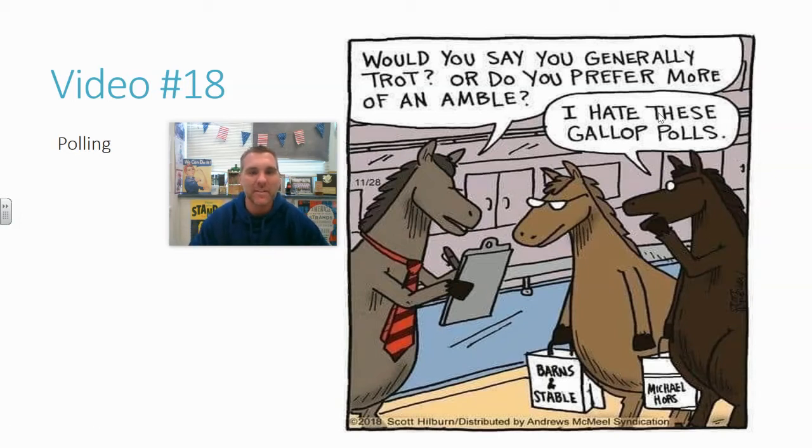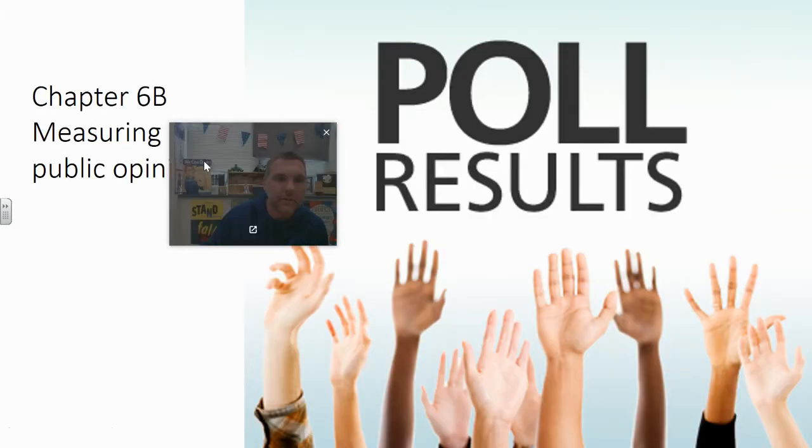Funny stuff there because obviously you get the clipboard, right? This is the typical pollster kind of appearance there. And Gallup polls, that's just funny. You guys have a chance to look at some Gallup polls here in just a second.